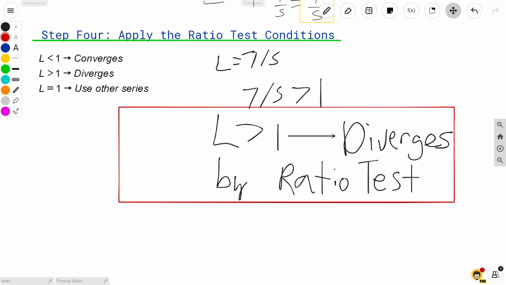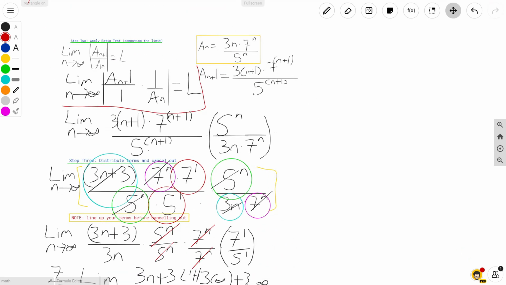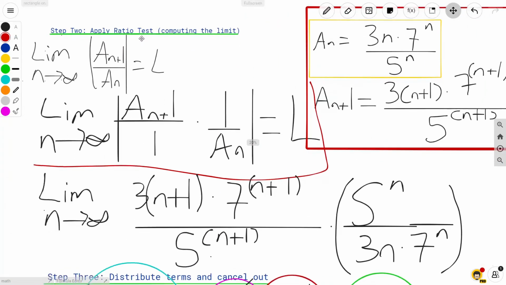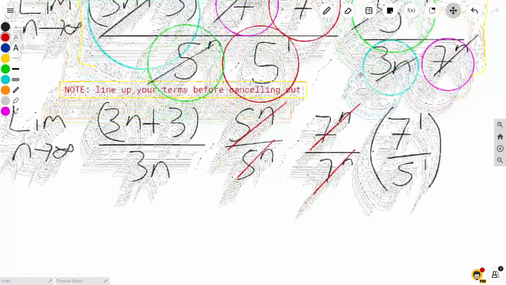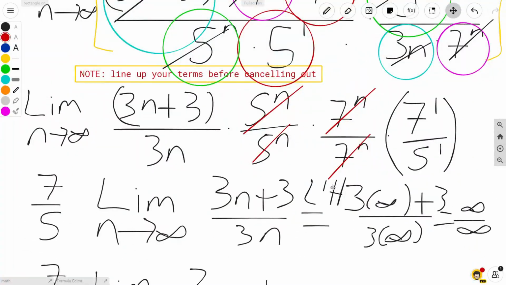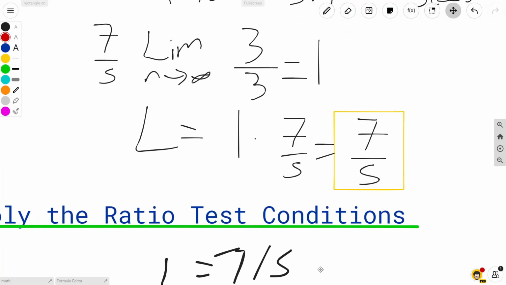So in quick retrospect, what did we do? The first thing we did was identify the variables, a sub n and a sub n plus 1. Then in step 2, we computed the limit. In doing so, we did a lot of arithmetic: we distributed the terms out and canceled them by lining them up first. Then we got that L was equal to 7 over 5.